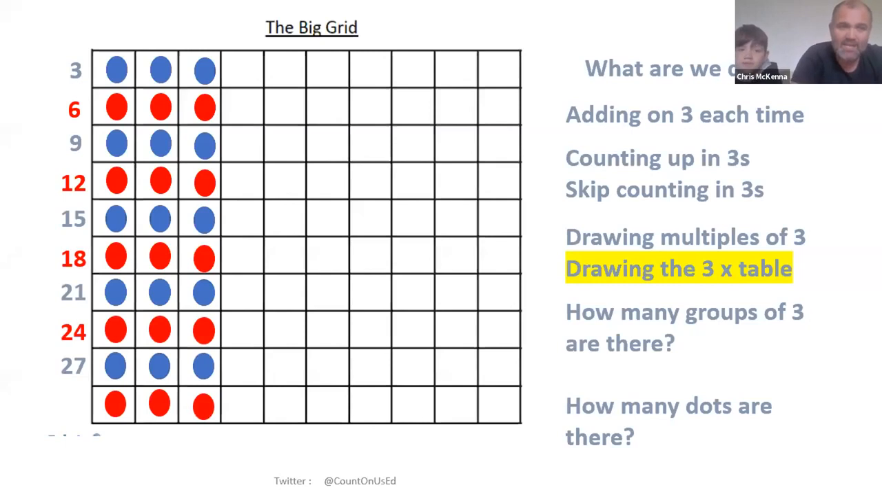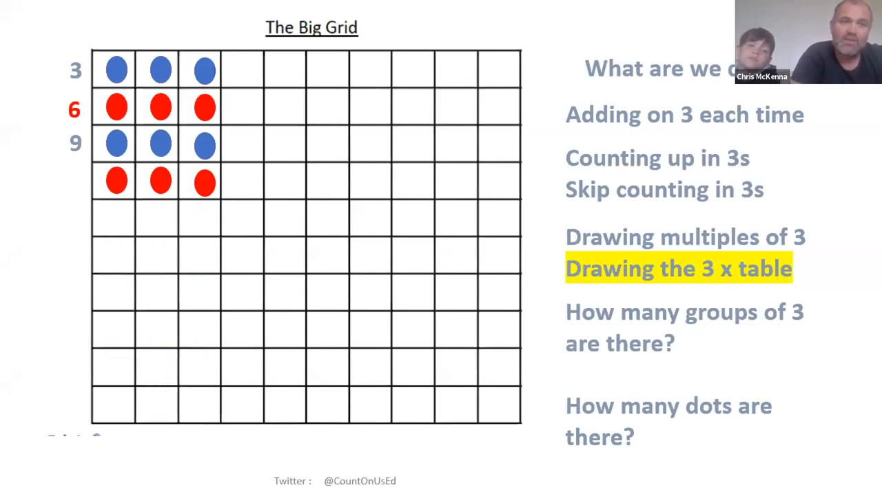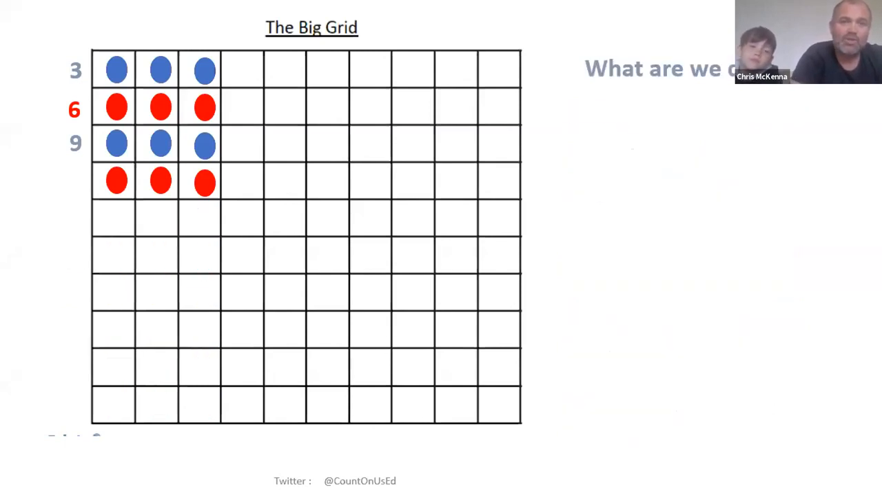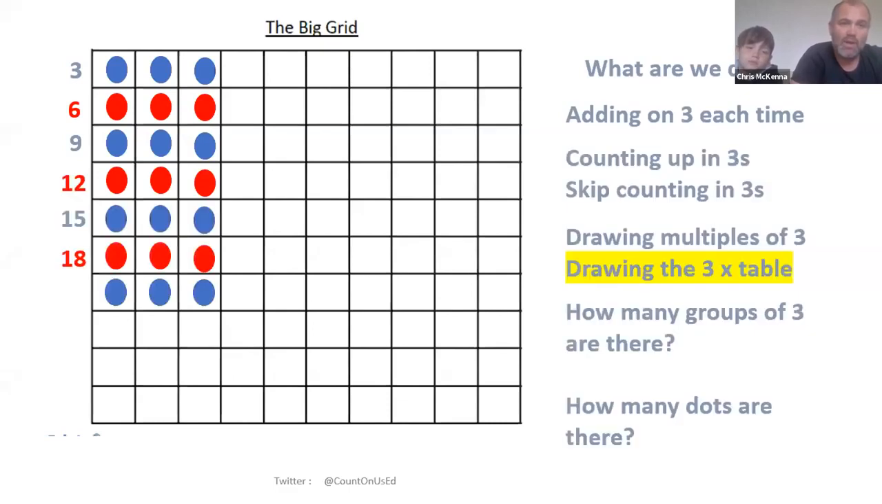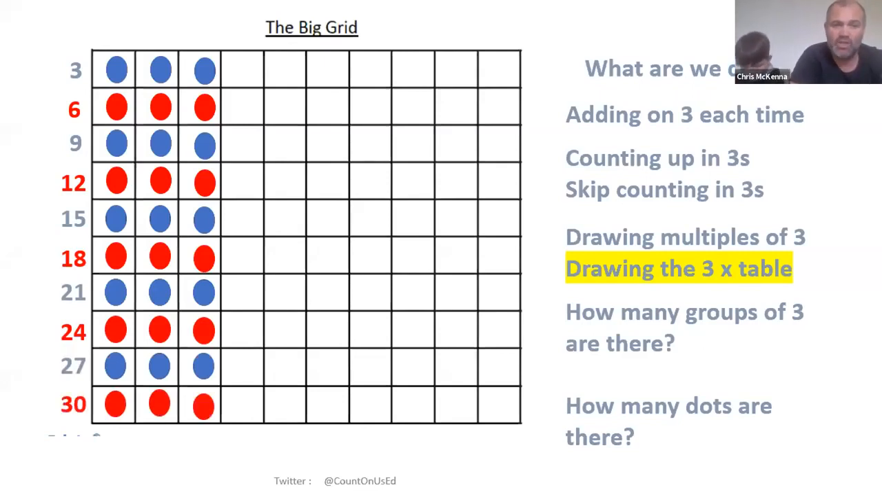So that's a nice way to look at the 3 times table. And anytime you're studying the 3 times table, I would be drawing this. This is called an array. What we're doing, we're drawing an extra 3 each time. So it's a really nice way to study the 3 times table.